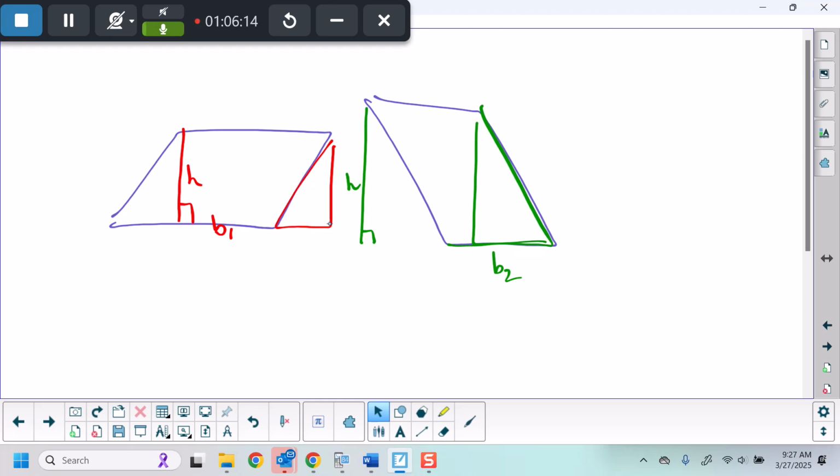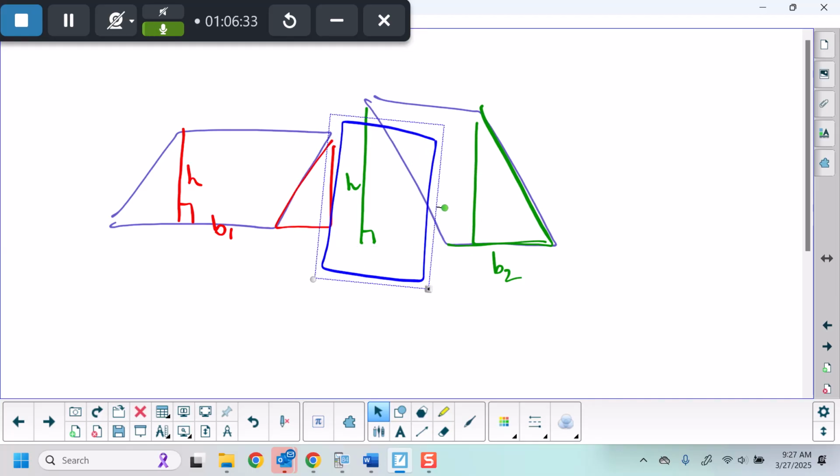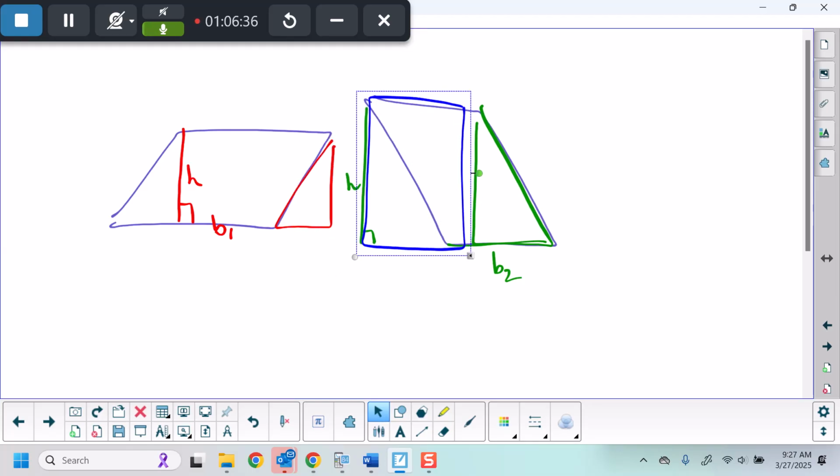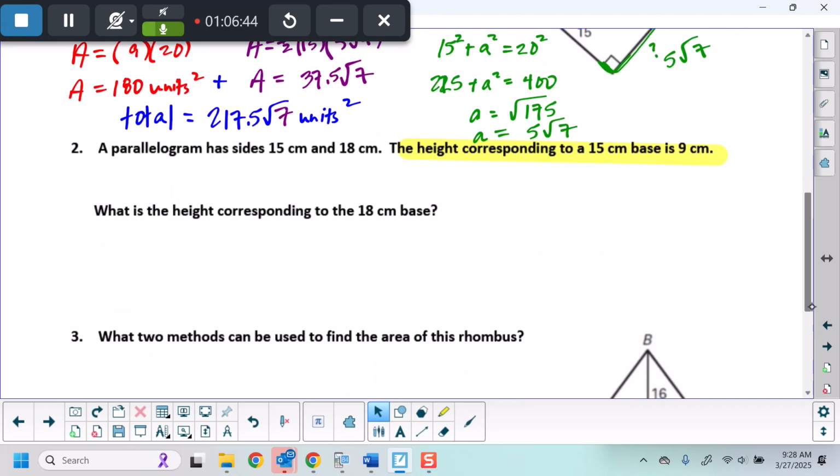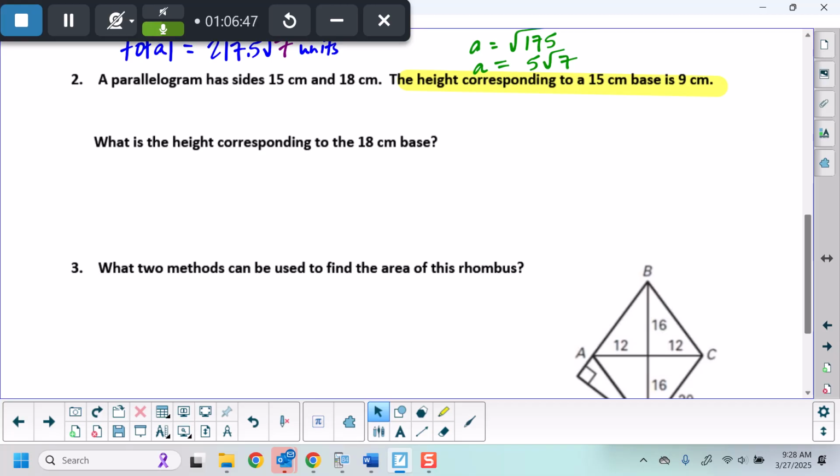Go ahead. Do you understand this conversation? What's interesting is if I drew both of these rectangles here, let's say I talk about this rectangle here, the height of one is the base of the other. So if I took this rectangle and spun it, see how that matches up? So understanding what we're talking about with this conversation here, where it says the height corresponding to a 15 centimeter base, and then they ask you to find the height corresponding to the other base.